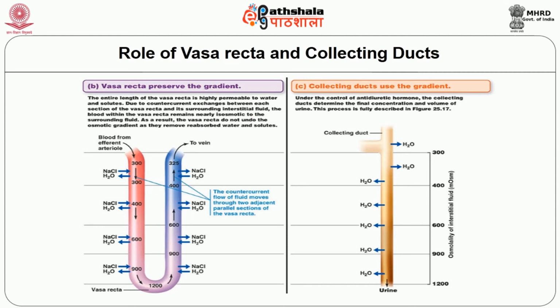The entire length of the vasa recta is highly permeable to water and solutes, but due to the counter current exchanges between each section of the vasa recta and its surrounding interstitial fluid, the blood within the vasa recta remains nearly isoosmotic to the surrounding fluid. As a result, the vasa recta do not undo the osmotic gradient as they remove the reabsorbed water and solute. At the collecting ducts, under the control of the antidiuretic hormone, the collecting ducts determine the final concentration and volume of urine.